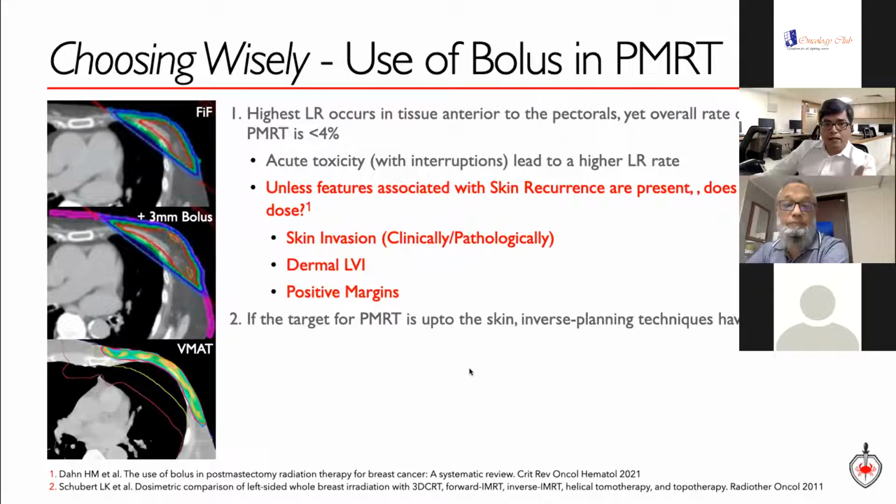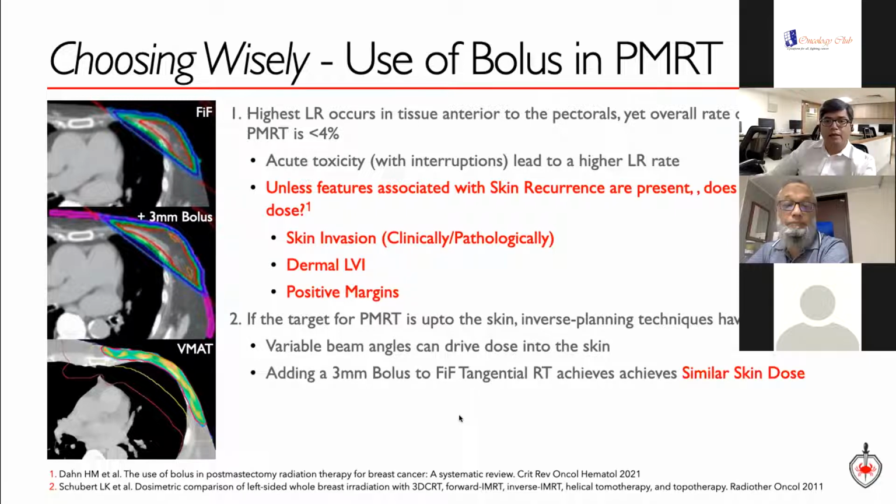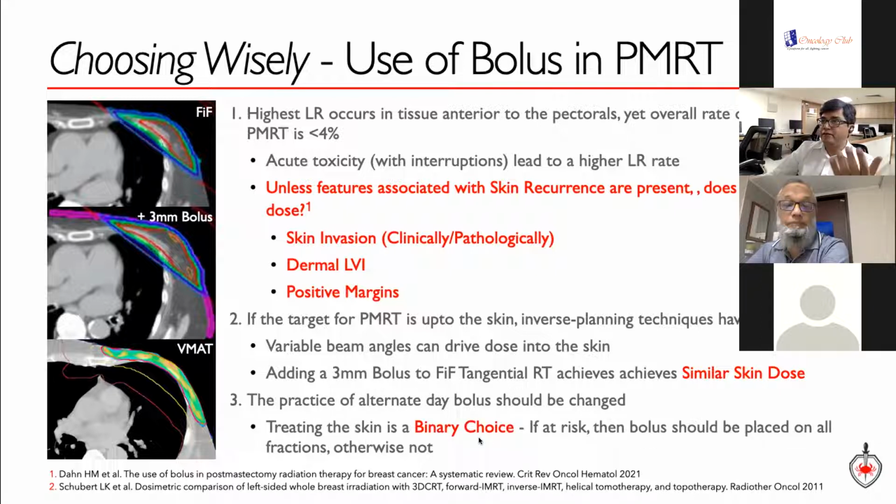And in these particular scenarios for post-mastectomy radiotherapy, inverse planning techniques actually have an inherent advantage. That is because the variable beam angles associated with these inverse planning techniques can drive dose into the skin. So you get better looking plans, but do you actually need that much complexity in your planning? And just adding a 3 millimeter bolus to a tangential plan achieves a similar skin dose compared to VMAT. So the practice of alternate day bolus should also be changed, because like I said, it's a binary choice. If the skin is at risk, it's at risk. You should treat it all days. If not, just don't put a bolus.